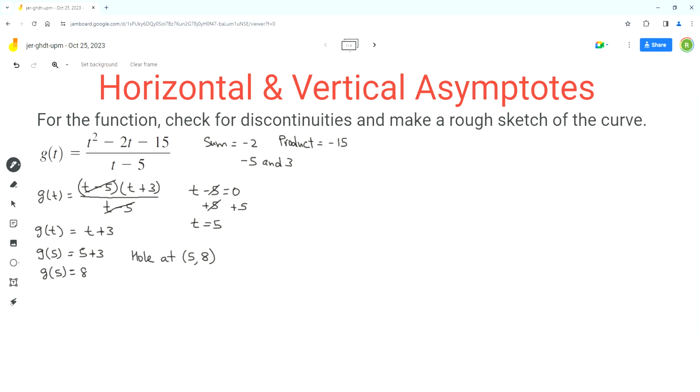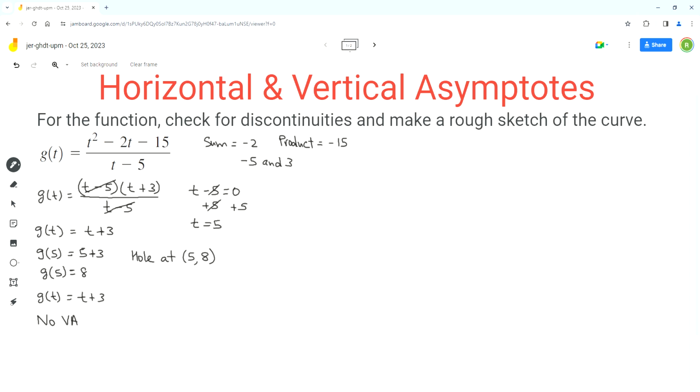Now in the function equation we got after simplifying it, we got g of t equals t plus 3. As you may know, this is a linear function, and a linear function has no vertical asymptote because there is no t value that will make this function undefined. So we can conclude that this function has no vertical asymptote.